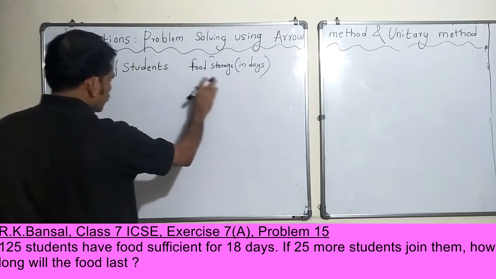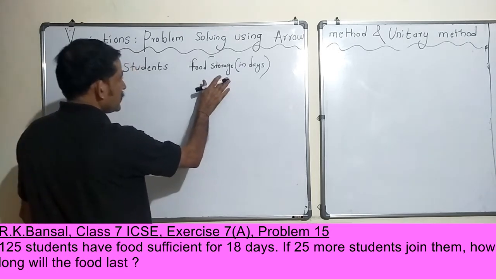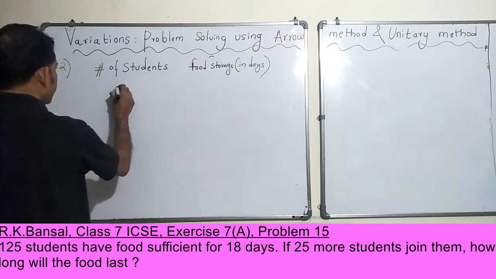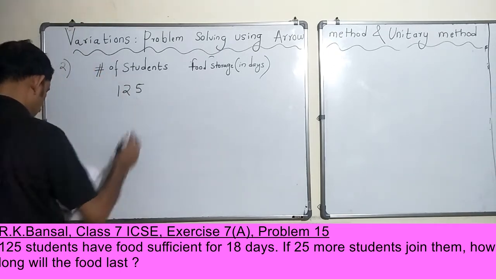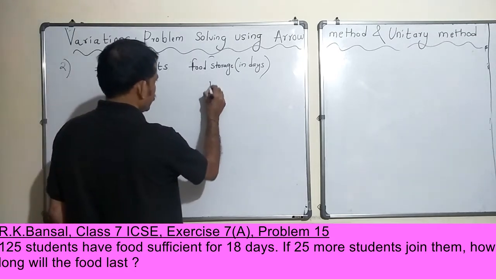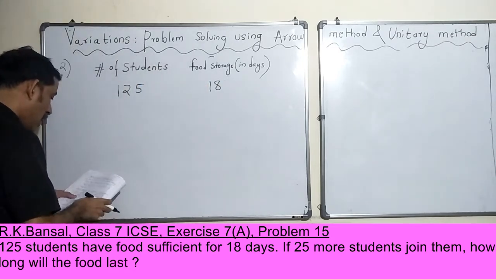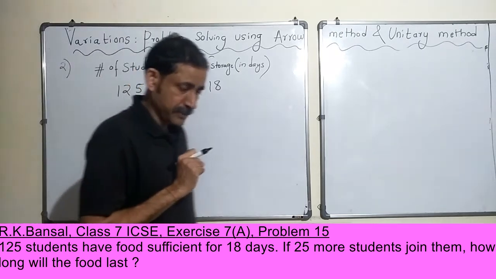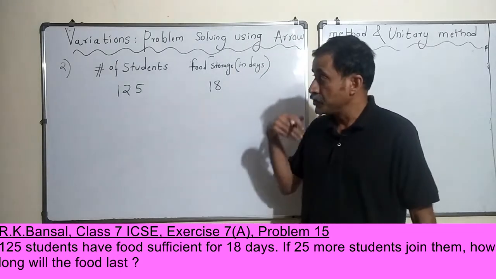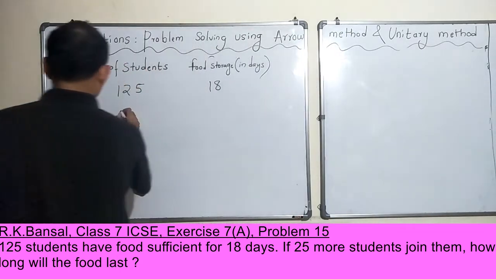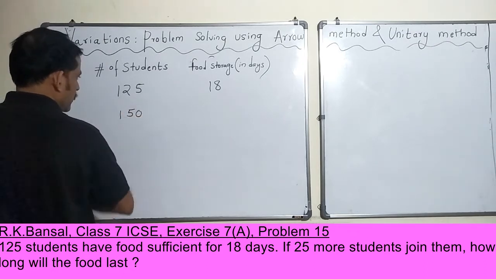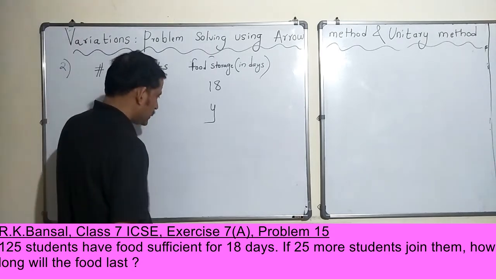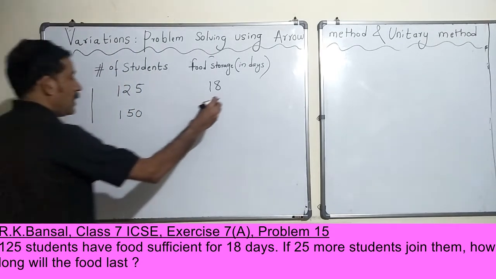If this many students, food will be sufficient for this many days. So let's say 125 students have food sufficient for 18 days. If 25 more students join them, how long will the food last? So there are already 125 students. If 25 students join them, the number of students would become 150. Correct? The food storage would last for how many more days? Let it be y.